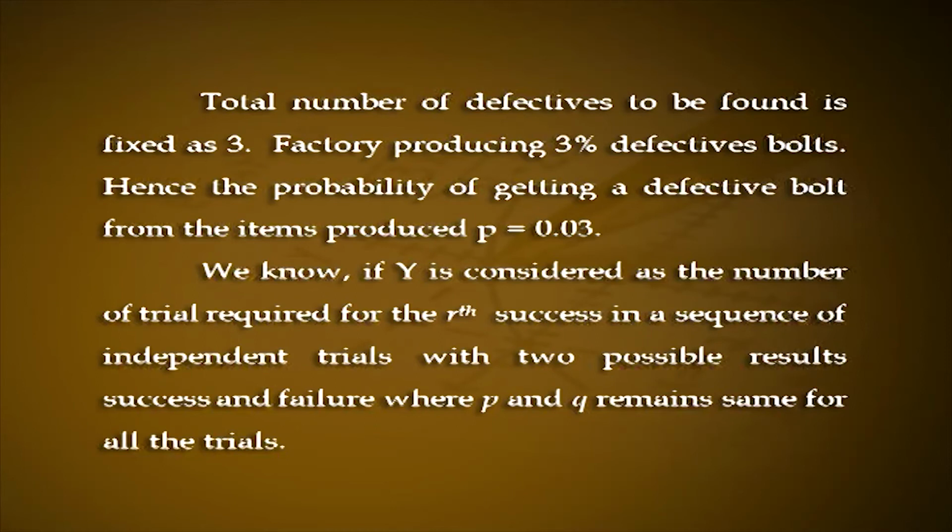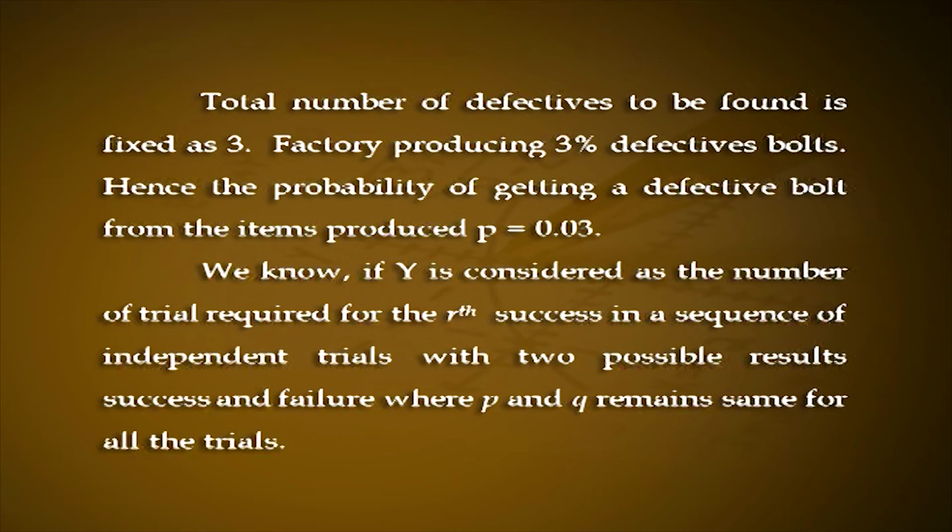Find the probability that at least 6 items are to be examined to get 3 defectives. Solution. Total number of defectives to be found is fixed as 3. Factory producing 3% defective balls. Hence, the probability of getting a defective bolt from the items produced, P equal to 0.03.